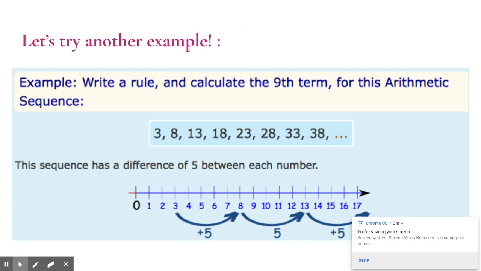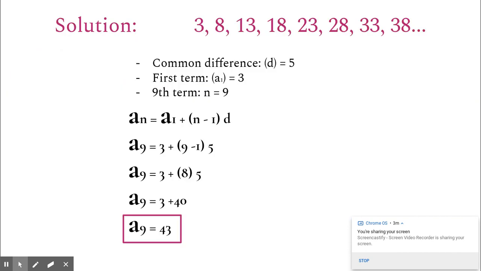Now let's try another example in which we calculate the ninth term for an arithmetic sequence with the difference of 5 between each number. In this case, the common difference is 5. The first term is equal to 3, and since we're looking for the ninth term, n equals 9. We just plug in each variable and solve the equation, and we get that the ninth term is equal to 43.